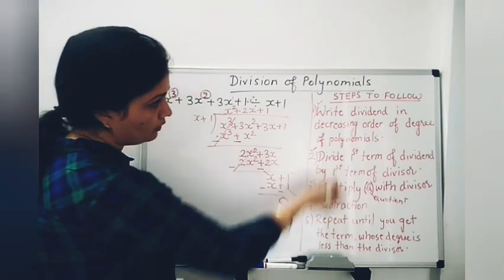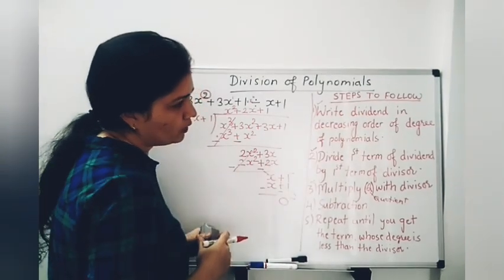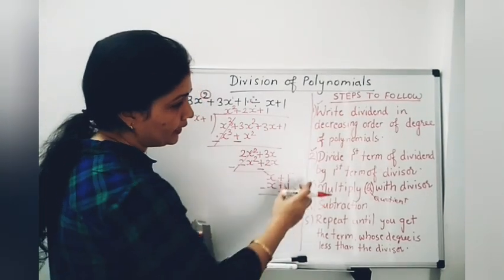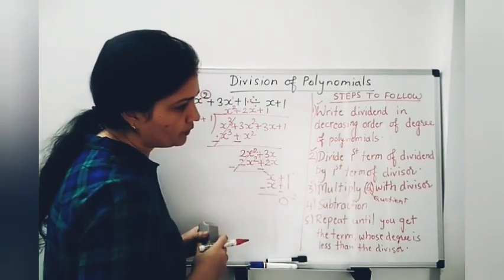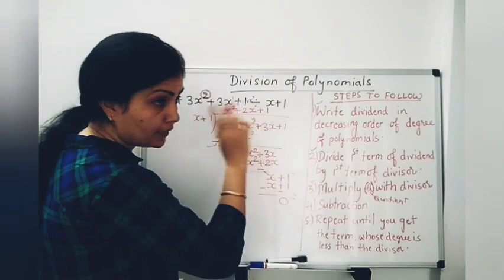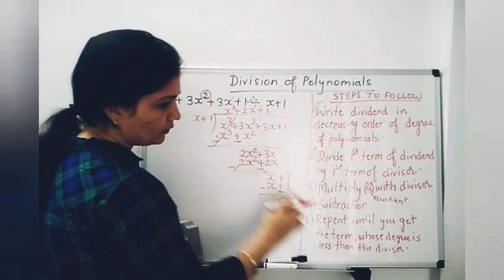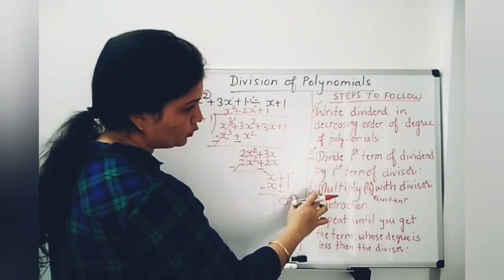So these are the basic steps that you need to follow. First, write the dividend in decreasing order of degree of polynomials. Second, divide the first term of the dividend by the first term of the divisor. This is the dividend, inside, and outside is the divisor, like that you can remember. After that, multiply the quotient with the divisor.